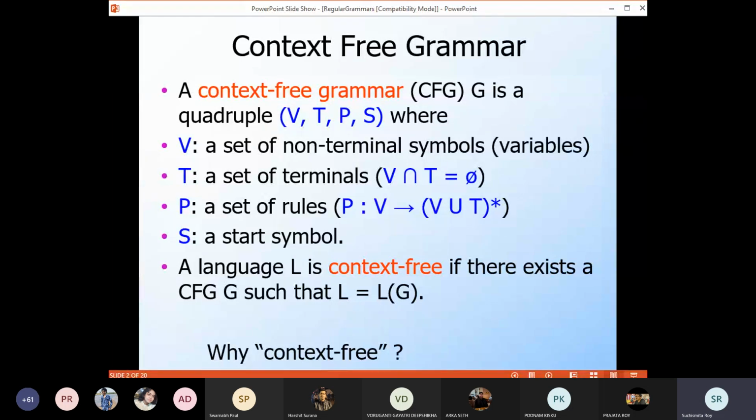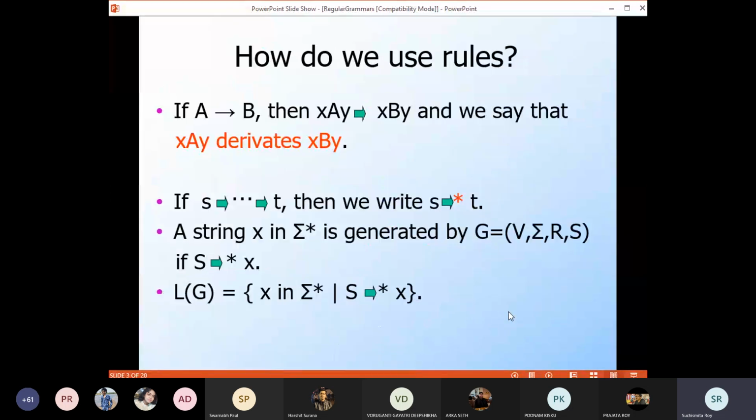Okay, so that is the reason for context free, because these production rules, these rewrite rules, can be applied wherever the left hand side appears in a string, an intermediate form during a derivation. Okay, please remember this. And how do we use these rules? If A rewrites to B, then XAY rewrites to XBY. Okay, so notice that this X and Y is not restricted by the rule. The rule just says that A will rewrite to B.